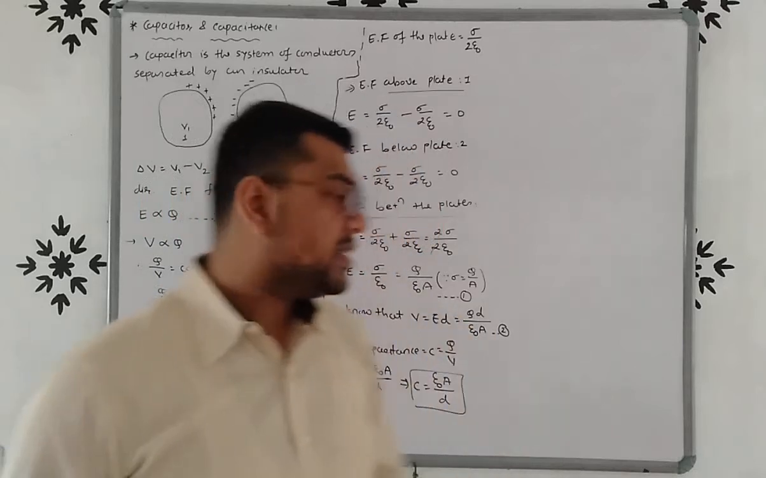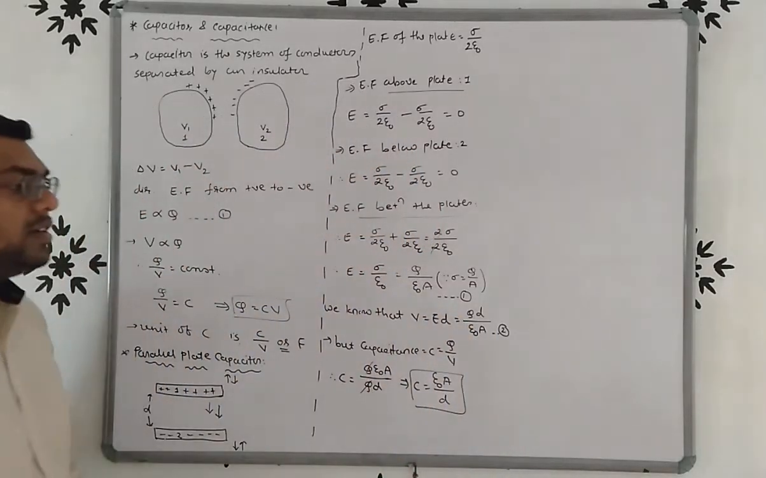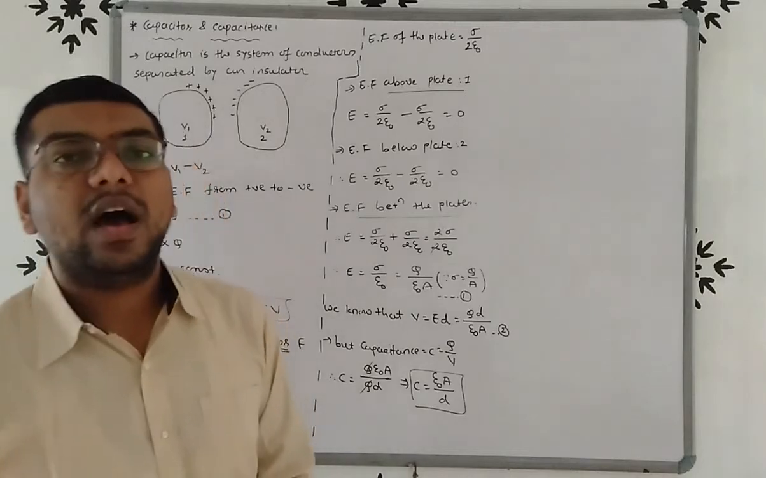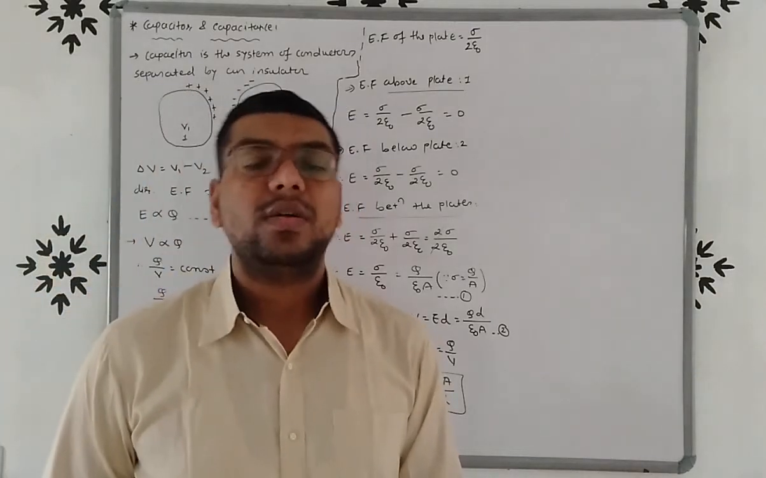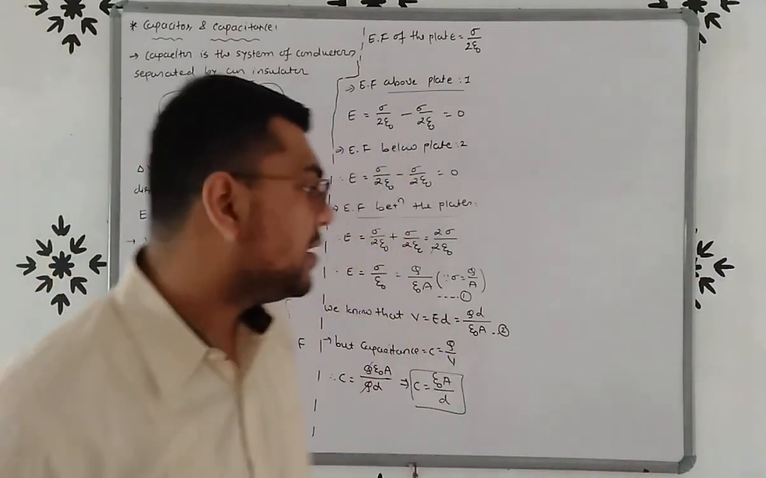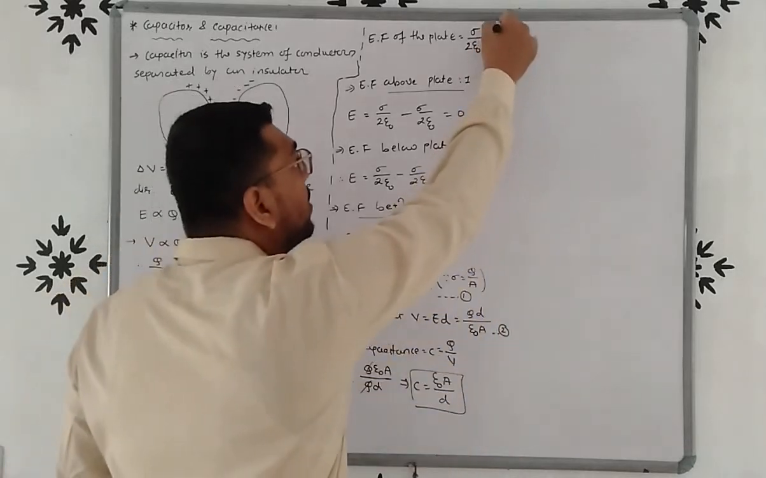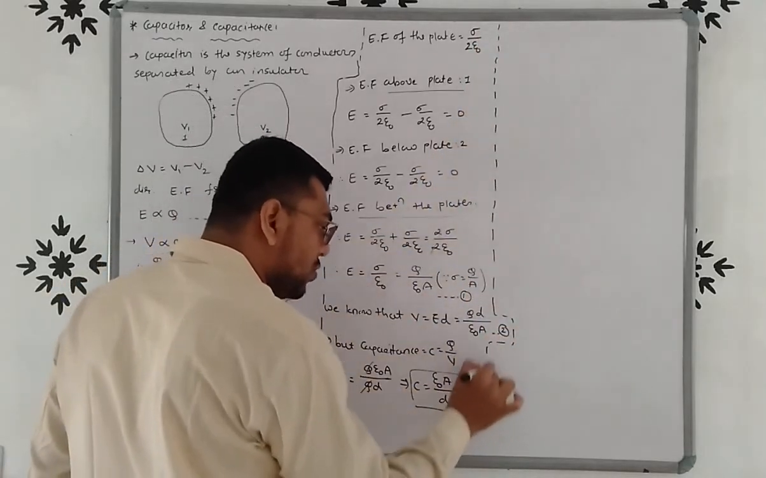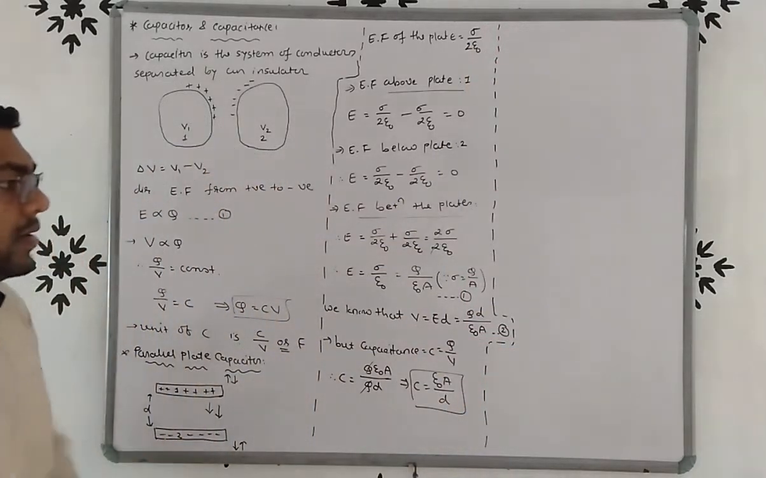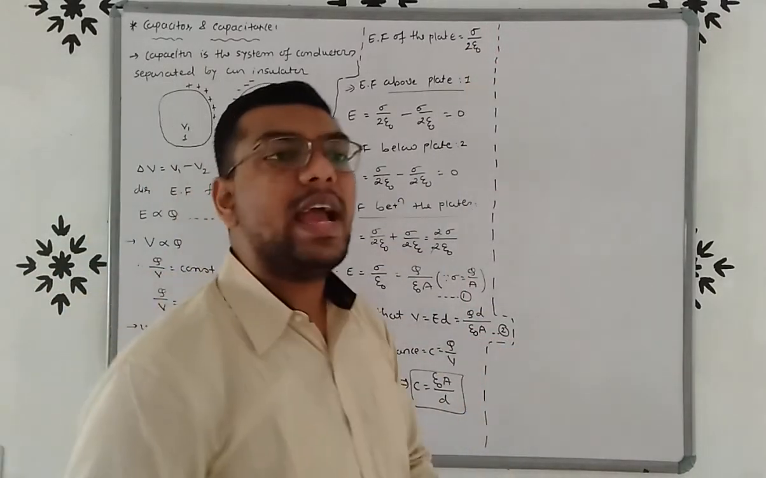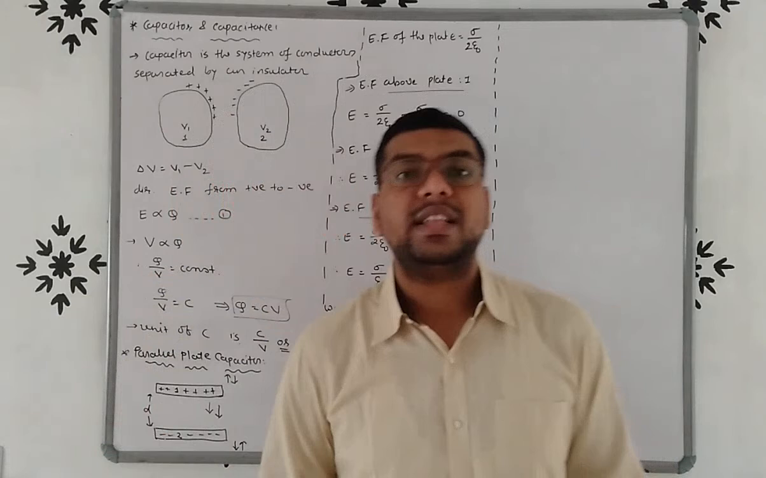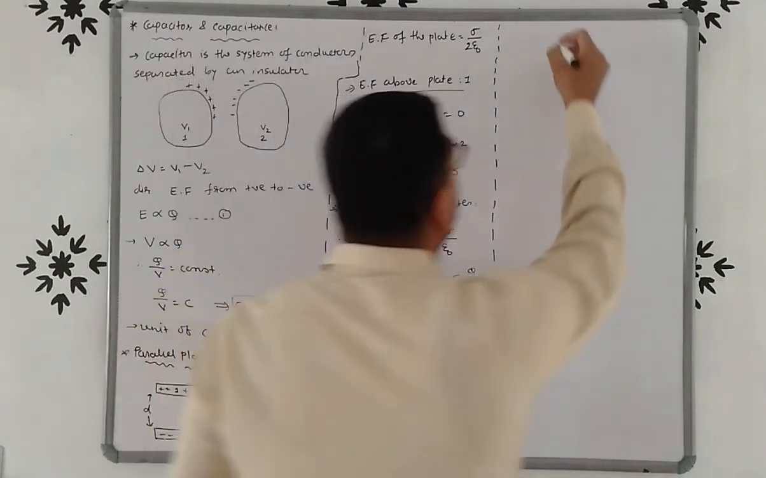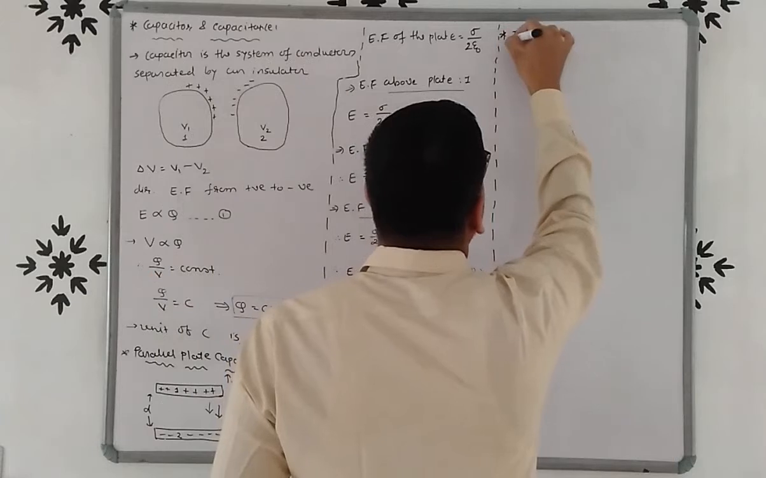So friends, this is a very important question for your examination: derive the formula of capacitance for a parallel plate capacitor. Now we will discuss what happens if there is a dielectric between these two plates. If there is a dielectric between these two plates, then the capacitance will change, right? So there is a change in the capacitance.